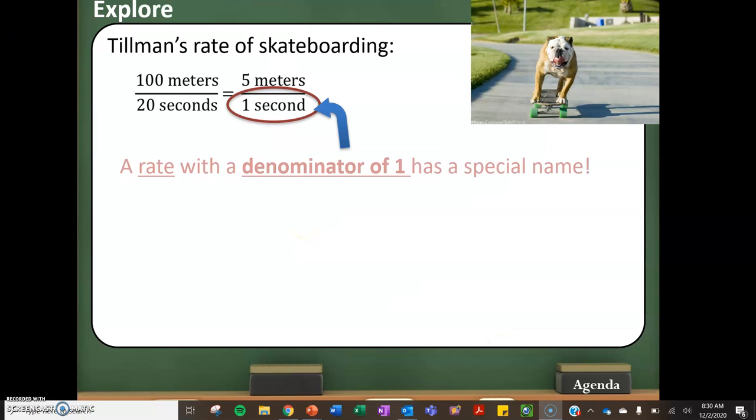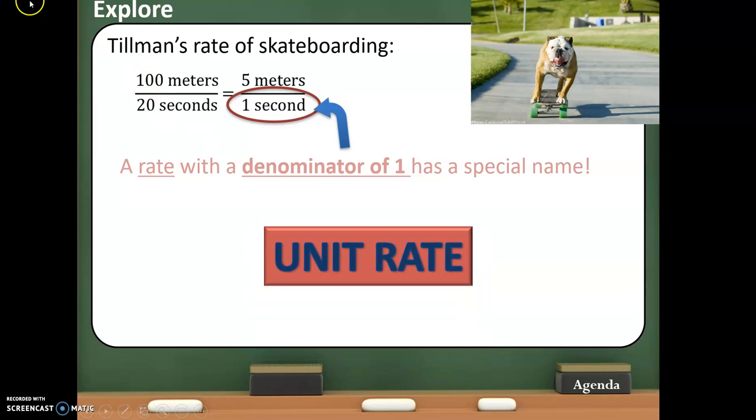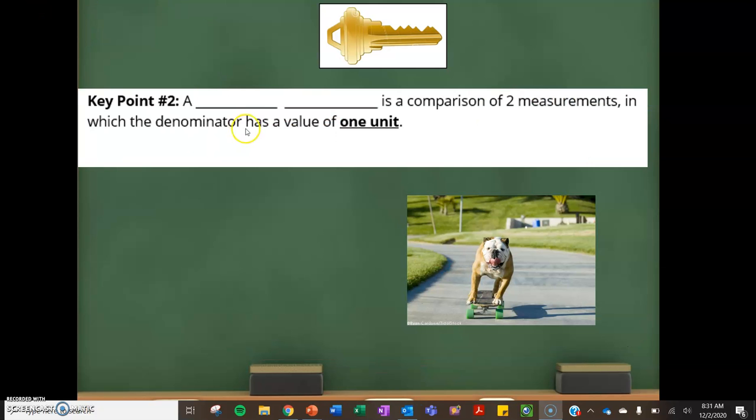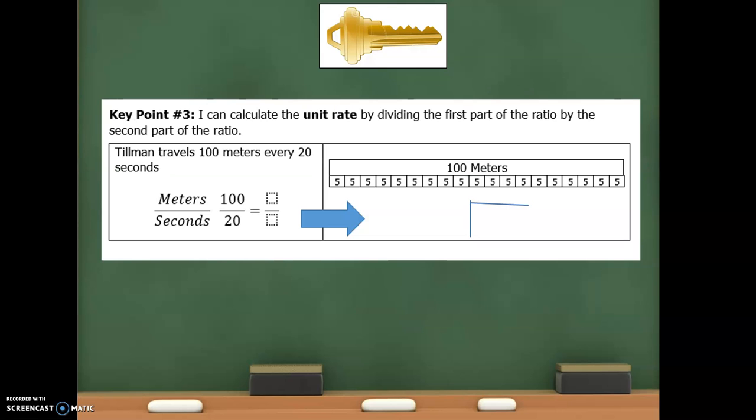As we've talked about previously, a rate with a denominator of 1 has a special name. It is called a unit rate. A unit rate is a comparison of two measurements in which the denominator has a value of 1 unit. We can calculate unit rates by dividing the first part of our ratio by the second part of our ratio. If Tillman travels 100 meters every 20 seconds, we can divide 100 divided by 20. That gives us 5 meters for every 1 second. 100 divided by 20 is 5.